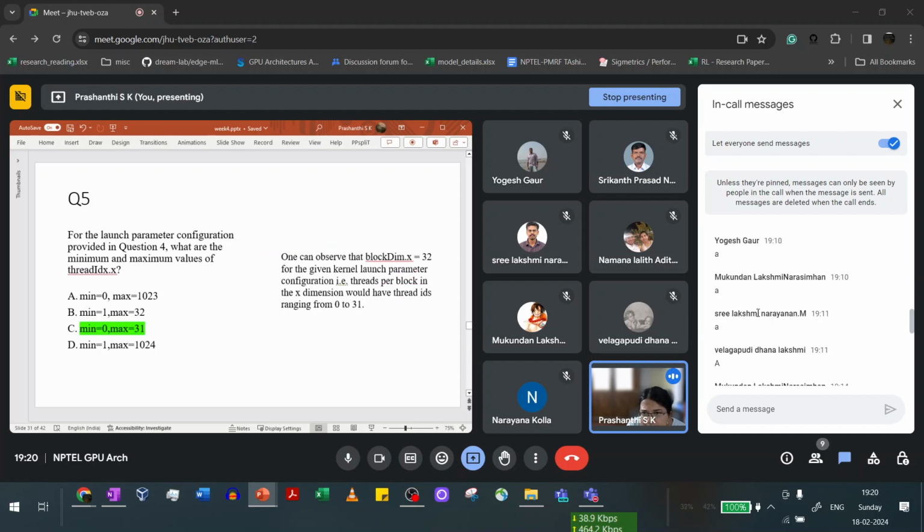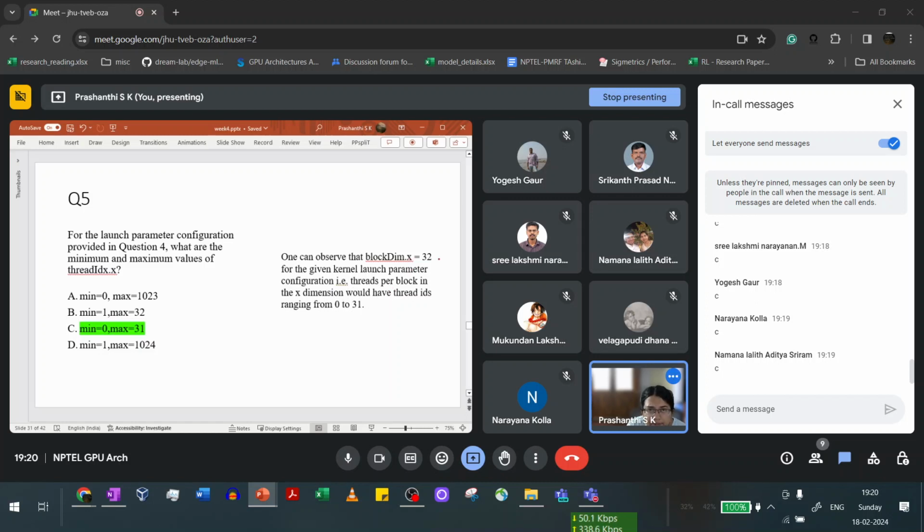Let's look at the answer. It is C, 0 to 31. So again, block dimension dot x equal to 32 for this launch configuration. So threads in the x dimension would have IDs ranging from 0 to 31. So your option C is correct. I think this is straightforward. So we'll move to the next question.